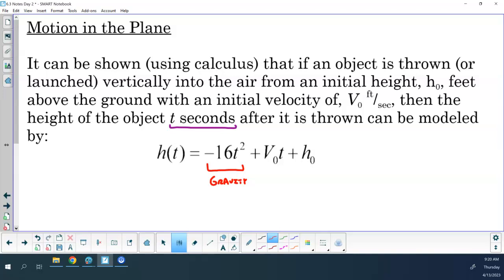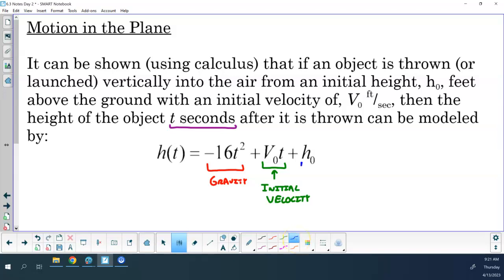V sub zero here, this part, is going to be from the initial velocity. How much force I put on this object when I throw it up is going to determine how high it goes. Okay? Here I put very little on, it's going barely above my hands. Here, I'm hitting the ceiling. Okay? I put more speed on it as it left the launcher, in this case my hand. It leaves the launcher with more speed, the higher it goes. Less speed, lower. Okay? So that takes that into account.